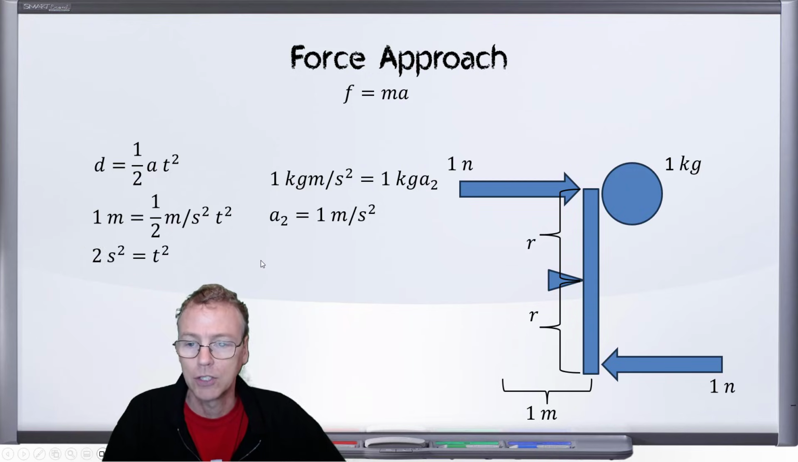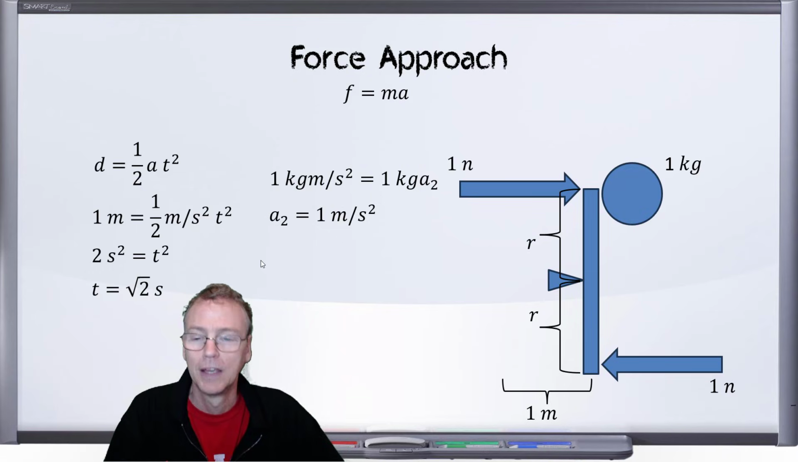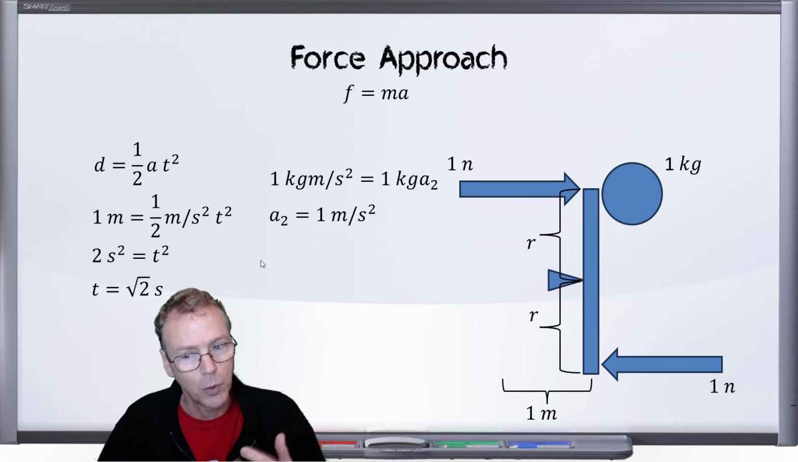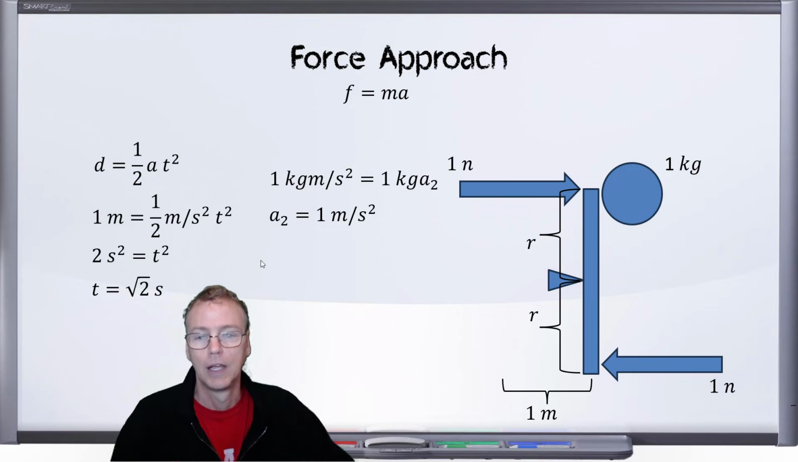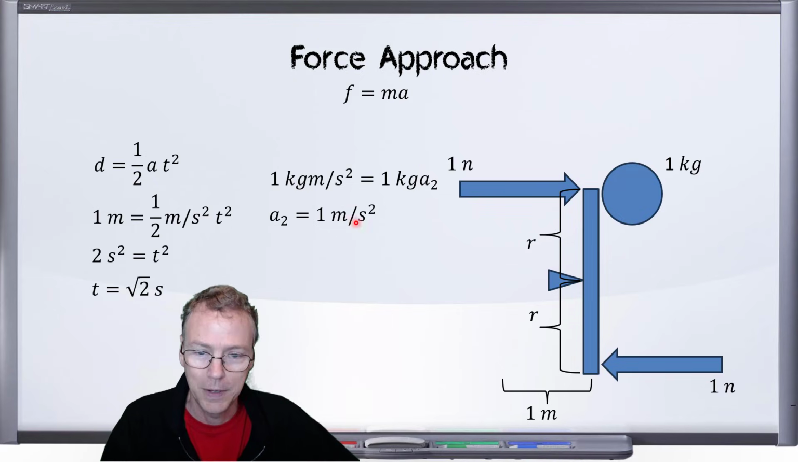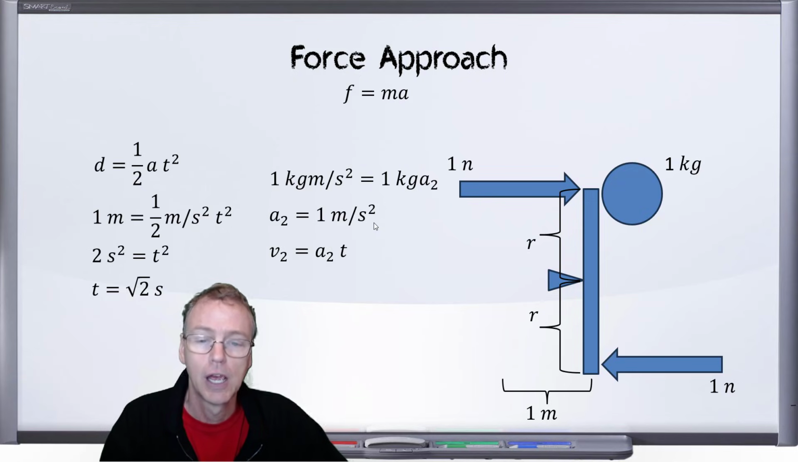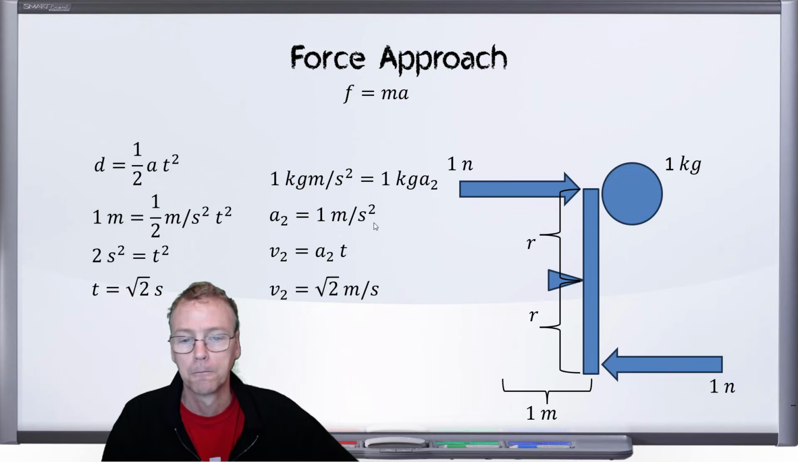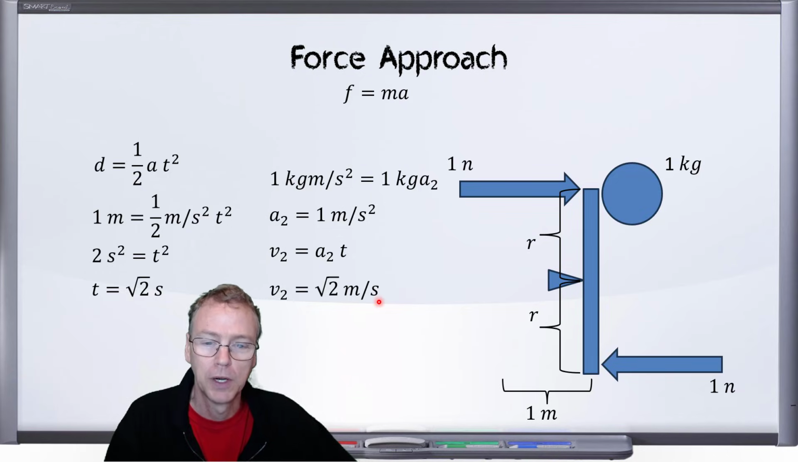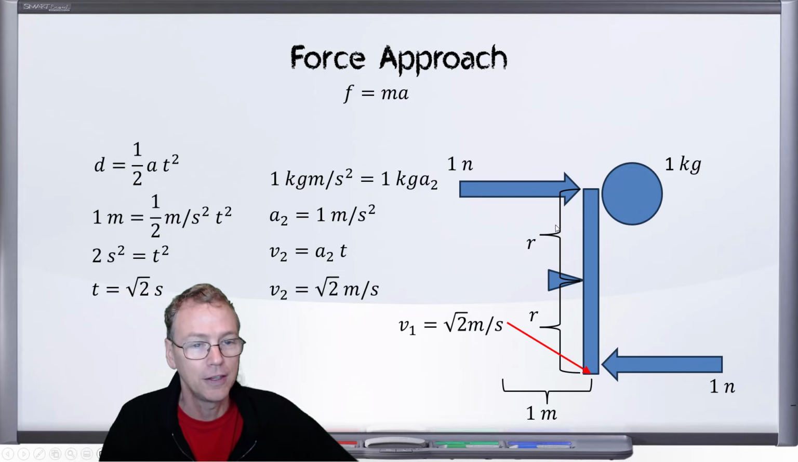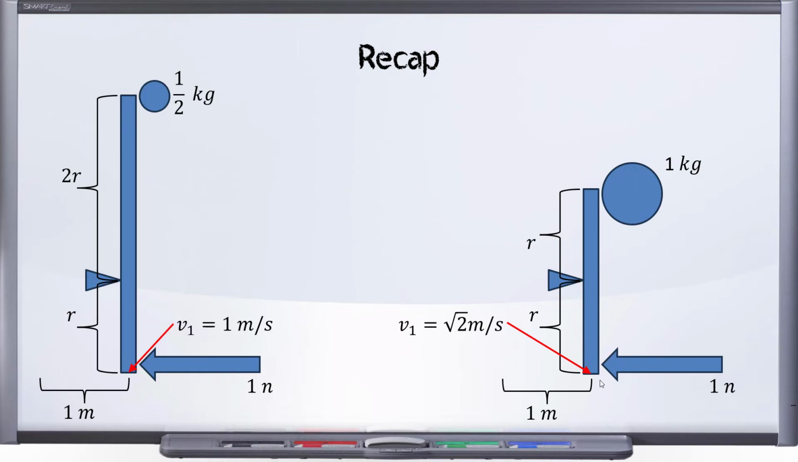And we'll solve that for t again, and this time t is the square root of 2 seconds. If we apply 1 meter per second squared for the square root of 2 seconds, we end up with square root of 2 meters per second. That is the speed at this end, and because of equal moment arms, it is also the speed at that end. So let's recap. What did we just find?